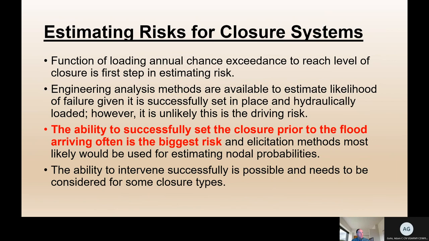So estimating the risk for a closure system really starts with: what is the annual chance of exceedance for the water reaching the sill? If it's an infrequent load, that may point to a low likelihood of failure, a low annual failure probability, just because of the infrequency of water even getting to that closure. So you may choose a different closure that gets loaded much more frequently that may be more robust. The ability to successfully set the closure prior to the flood arriving is really the biggest risk, and it should get the bulk of your attention.